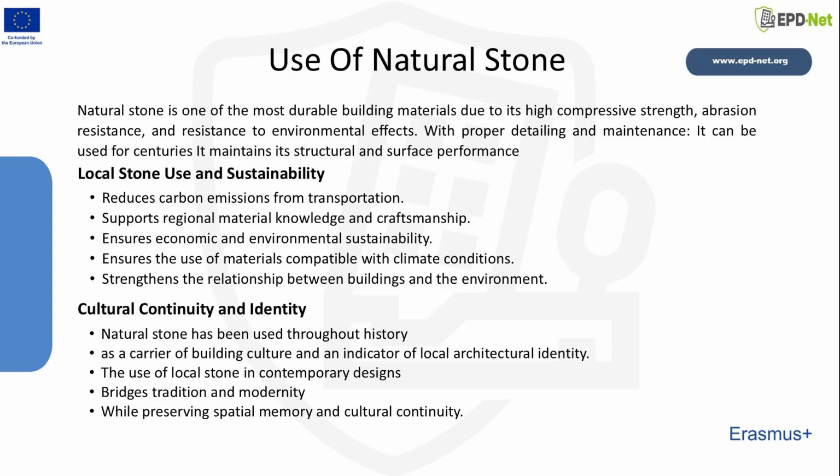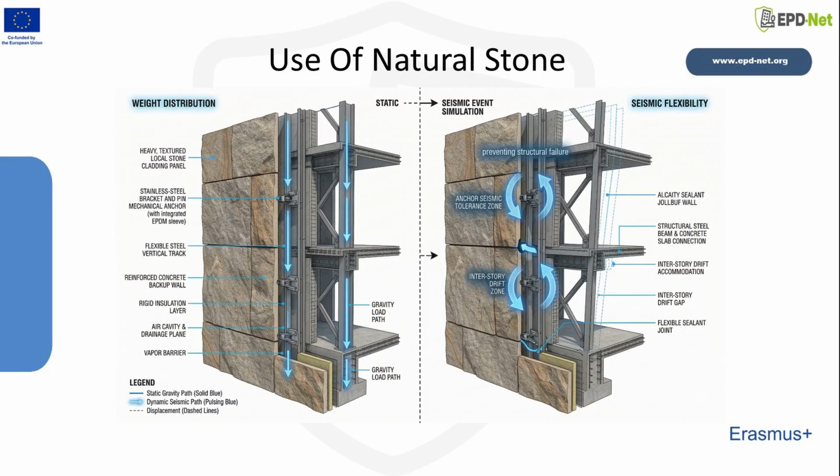Historically, stone symbolized permanence and authority. Contemporary architecture often reinterprets stone through innovative detailing and hybrid systems. However, stone is heavy. Structural support systems must account for weight. In seismic regions, stone is often used as cladding rather than load-bearing material. Stone extraction also affects landscapes. Responsible quarry management is essential to minimize ecological damage. Thus, natural stone represents durability and cultural memory but must be integrated responsibly.